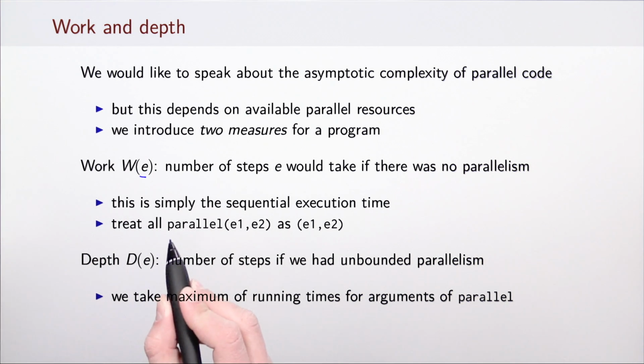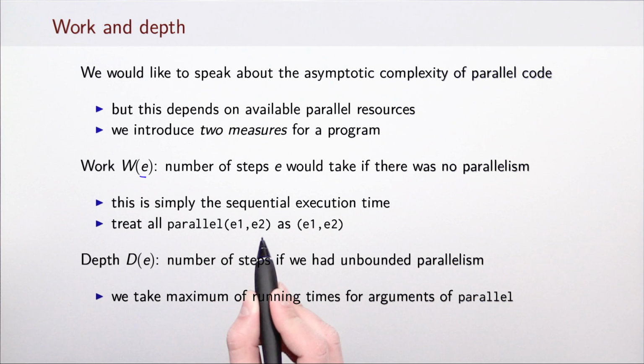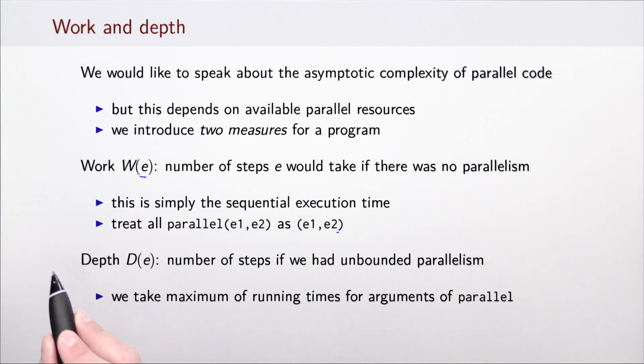And that also means that up to a constant, we treat the invocation of parallel of E1, E2 simply as the pair of E1 and E2. So W of E is essentially the sequential execution time of E. What is specific to parallel programs is this notion of depth, which is also sometimes called span. And this is the number of steps that we would take if we had an unbounded amount of parallelism. And in this case, for parallel of E1, E2, we'll take the maximum running times of the two arguments.